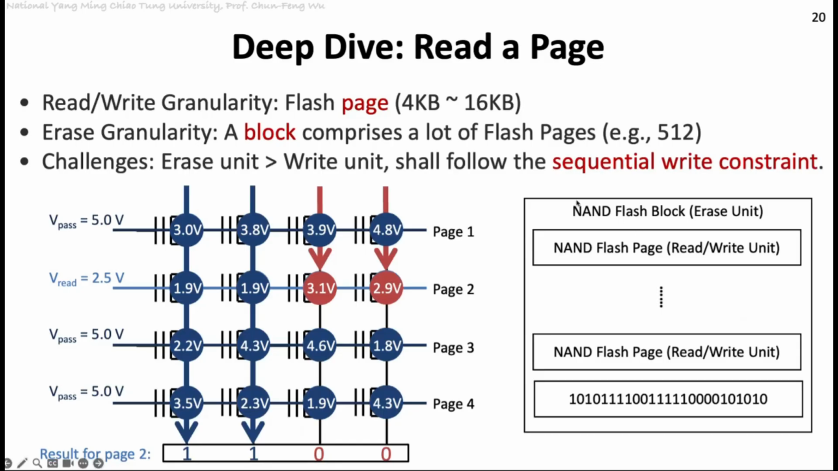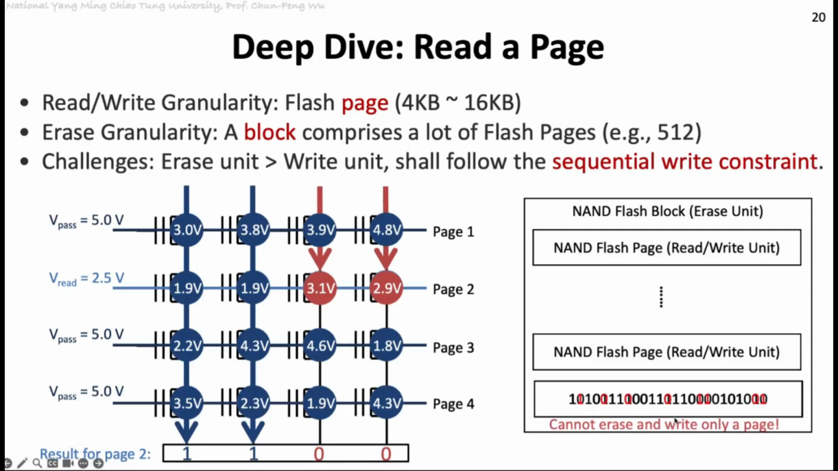Okay, so this is the NAND flash blocks. This is one NAND flash page and another NAND flash page. For one NAND flash page, there are several bits here because it is 4 kilobytes. So there should be 4 KB worth of bits here.